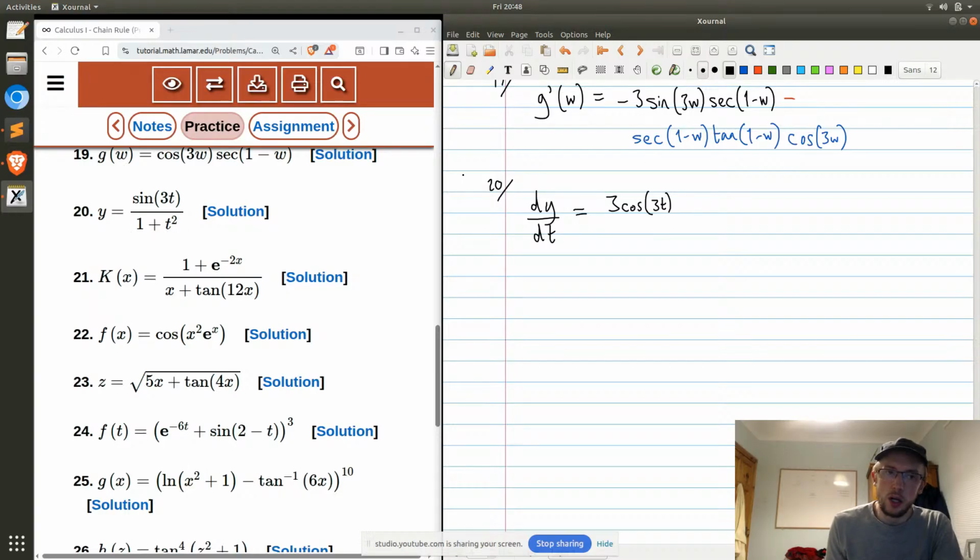Leave that one alone. Minus g minus fg prime. Leave the top alone. Differentiate that, 2t. All over 1 plus t squared, squared.